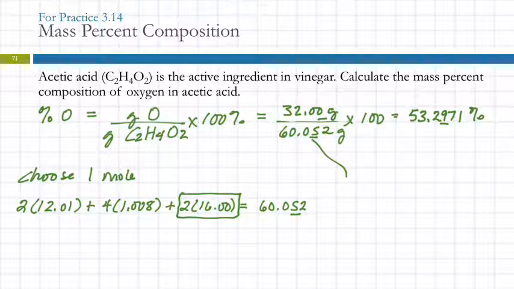53.2871%. And so I'm going to be getting rid of the 7. That rounds the 9 up to a 10, which rounds the 2 up to a 3. So 53.30%.